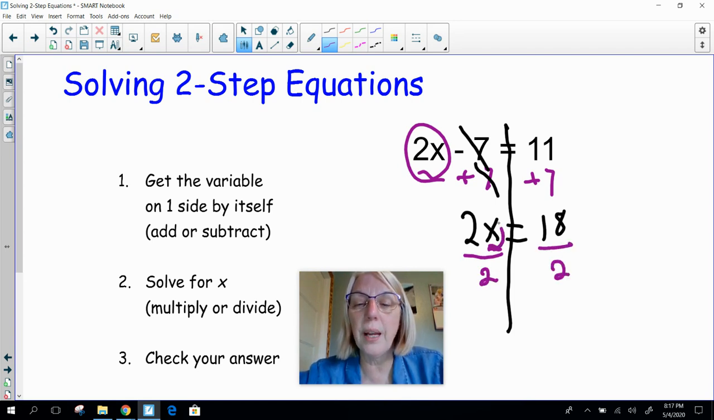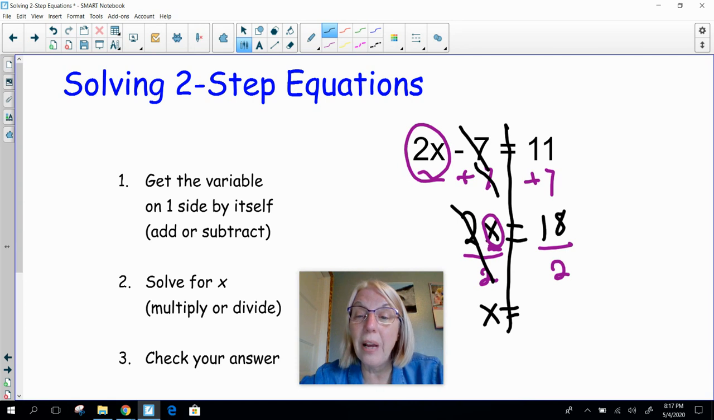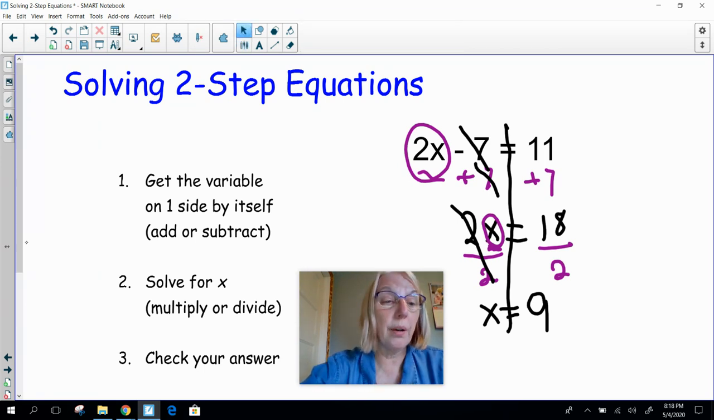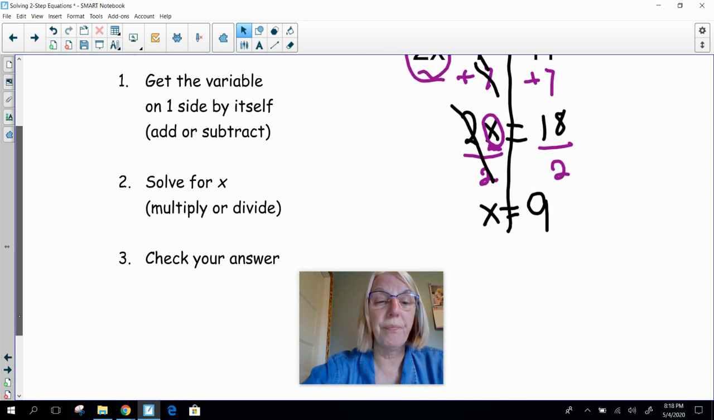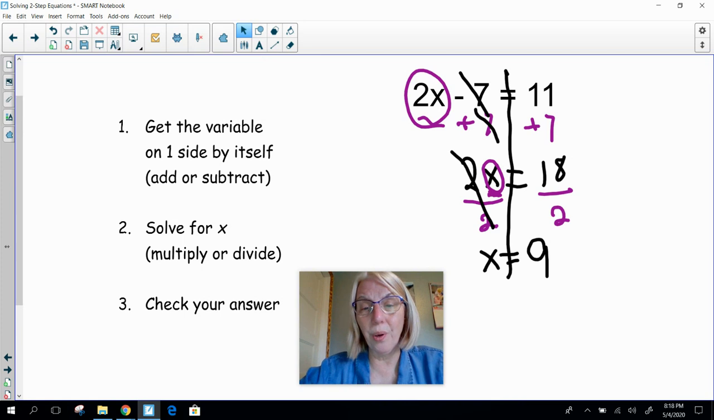I'm going to circle the x so that you can clearly see it. So 2 divided by 2 is 1, so the left side's going to be x. And then what's 18 divided by 2? I think you know that that's 9. And if you don't, use a multiplication table chart, or feel free to use your calculator. Calculators are good. The last thing I really want you to do is to check your work.